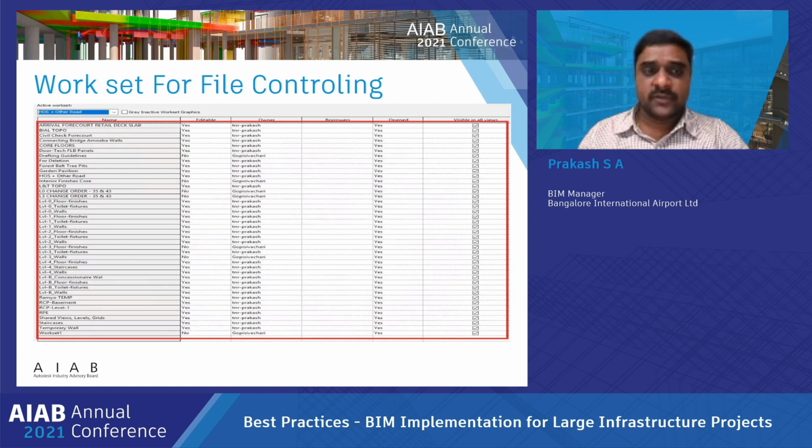And this is the worksets we are maintaining in our architecture model. We segregated all these worksets level-wise. You can see the walls, floors, and toilet fixtures, and so on. This is under BIAL control, whenever anything is going to be modified or any design is going to be changed.